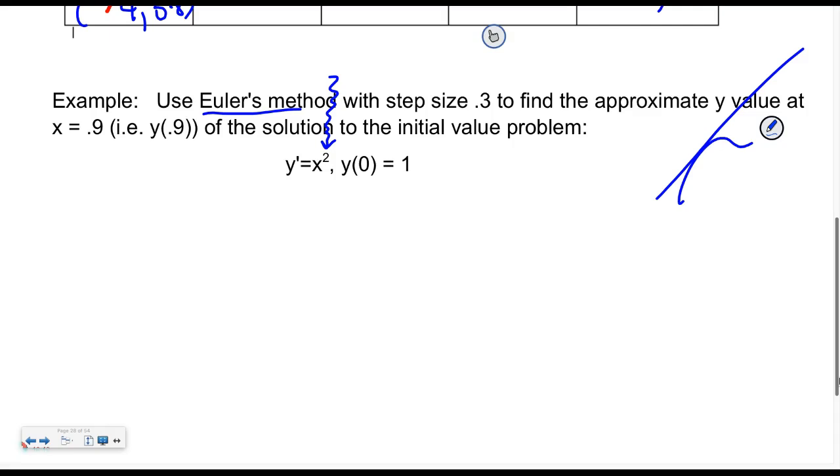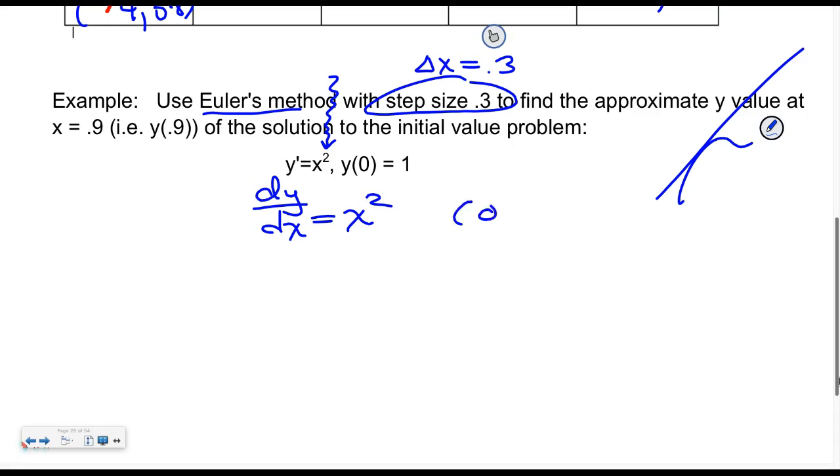It says, using Euler's method with a step size of 0.3. Thank you. I told you most of the time they hand that to you. Some of the times you need to infer it. Find the approximate y value when x is 0.9. Okay, so here it gives me the derivative anywhere on the curve. It says it's x squared. That's always given to you. They also handed me my initial point of 0, 1.